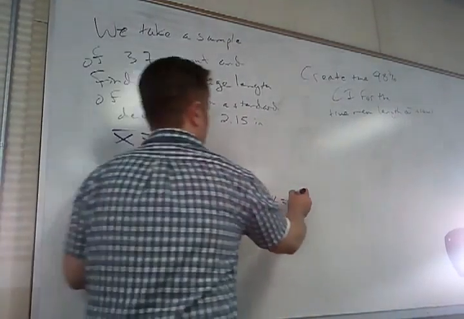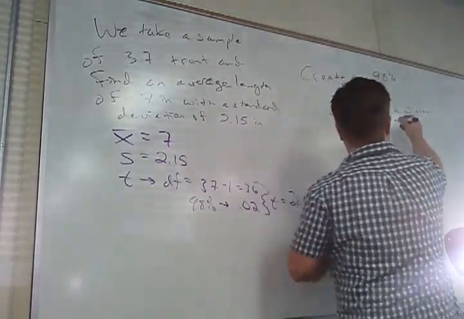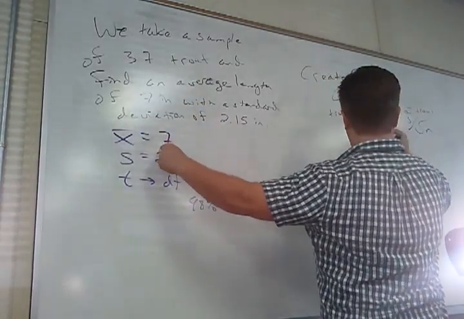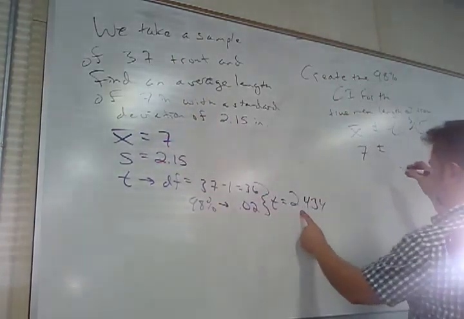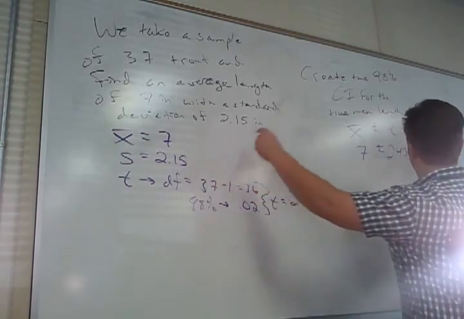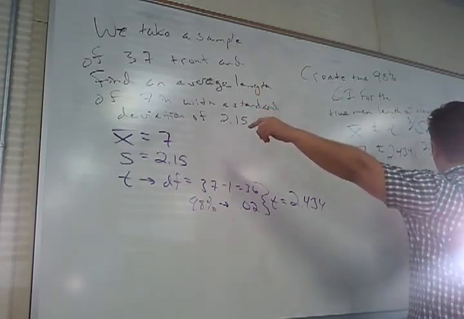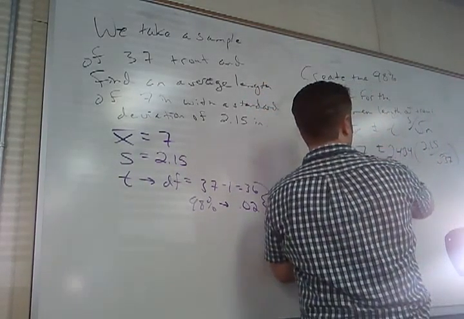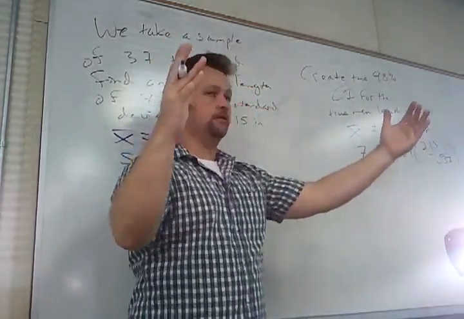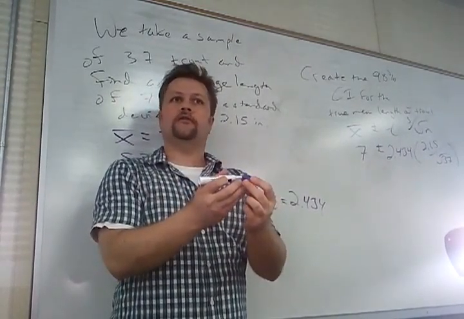2.434. So now I just got to plug and chug. X bar, give or take, t times s divided by the square root of n. So the mean was 20, give or take this many standard errors, which will be the standard deviation divided by the square root of the sample size. So start at the mean you found, give or take this many steps, and then you'll be 98% sure that you caught the real average trout length.